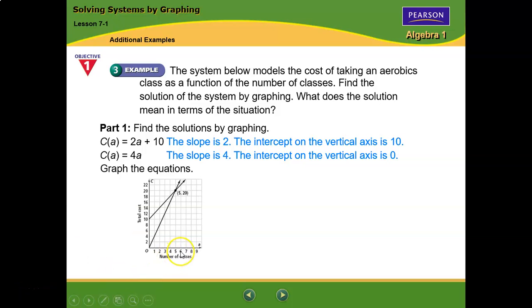Now let's make sure we understand what that means. Here's 5 on our x-axis. We go up, and then we come over and read this value off the y-axis. So 5 on the x-axis, 20 on the y-axis. So our solution is (5, 20).